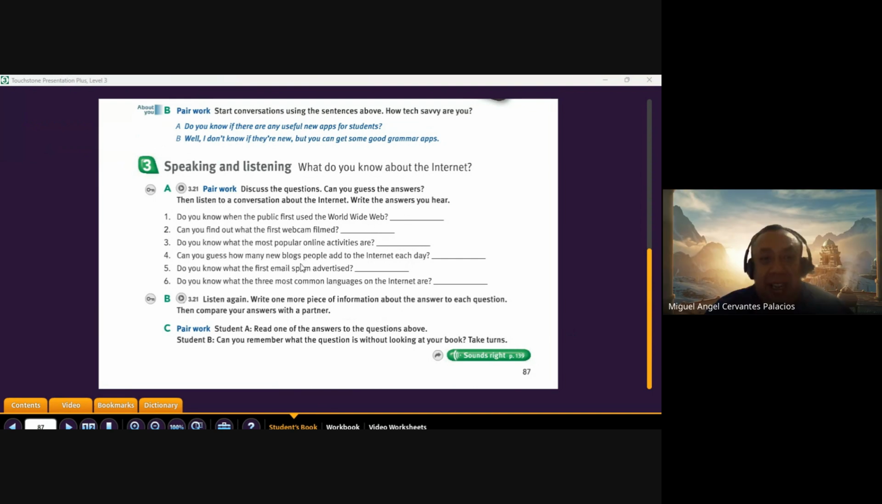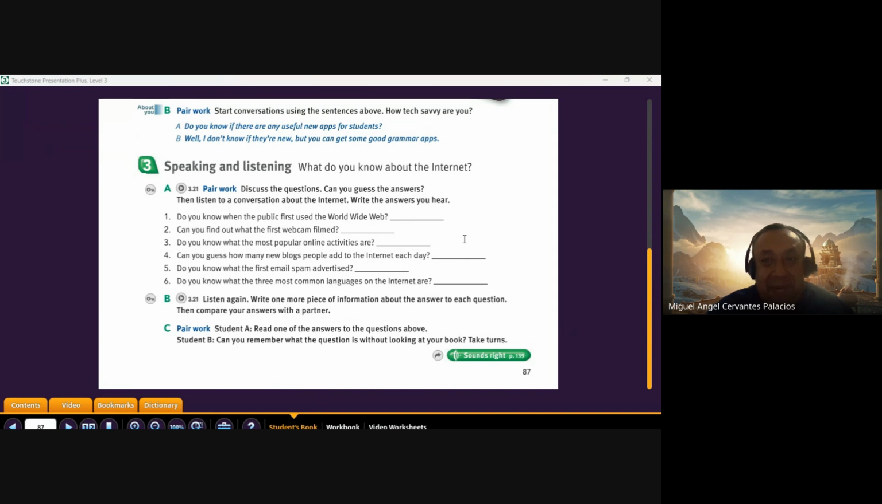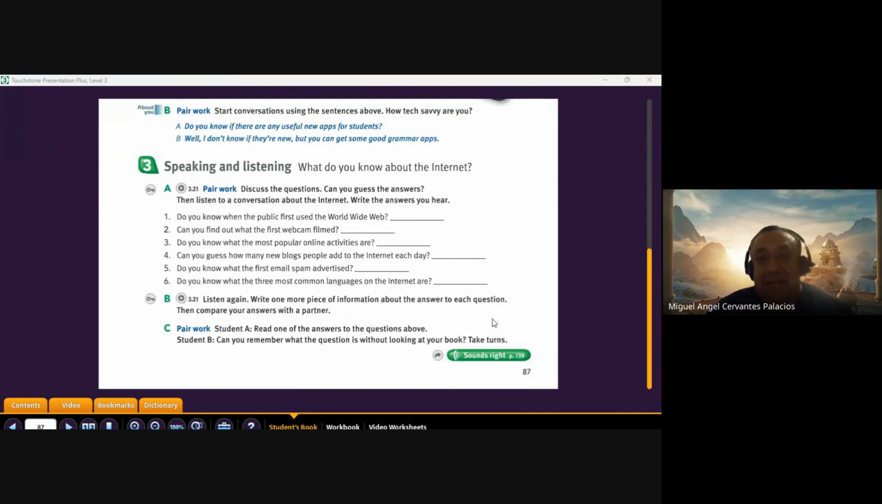Very good. Can you guess how many new blogs people add to the internet each day? I think I heard... Very good. It's more than 100. Okay, almost got it. Look at this. More than... How do you read this figure, Kesari? More than 117. Very good. Thousand. More than 117,000. Okay, very good.